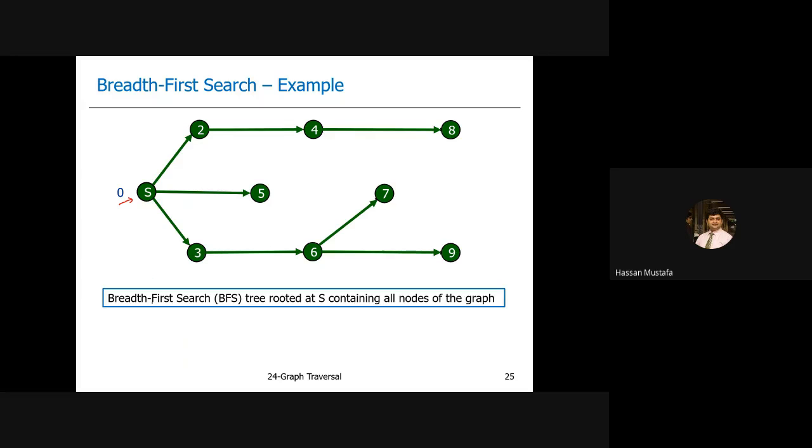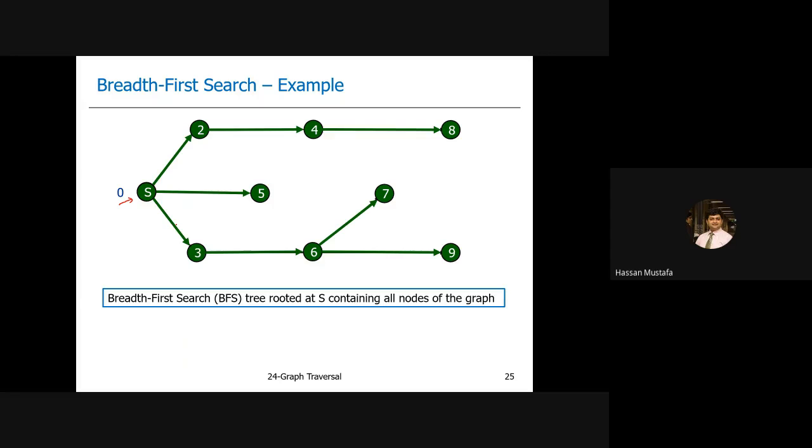So this actually makes a breadth first search tree. And in fact, this is the algorithm that we use when we try to find the shortest path or the minimum spanning tree. These are two more algorithms that we'll discuss in the next lecture. But this breadth first search is the basis of both those algorithms.